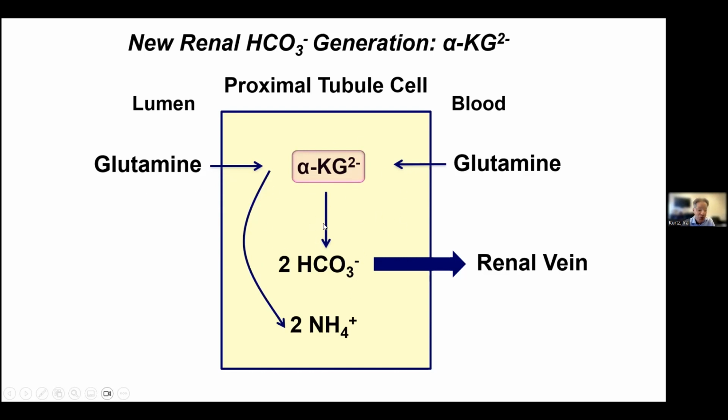So if someone says to you, why is the bicarb low in my patient with CKD 4 or 5 or ESRD? The answer is my patient cannot take up glutamine normally, converted in the Krebs cycle to 2 bicarbonate ions.